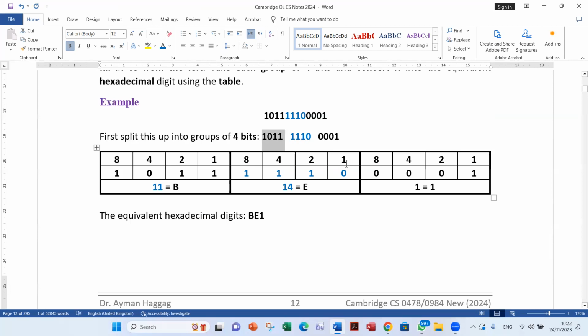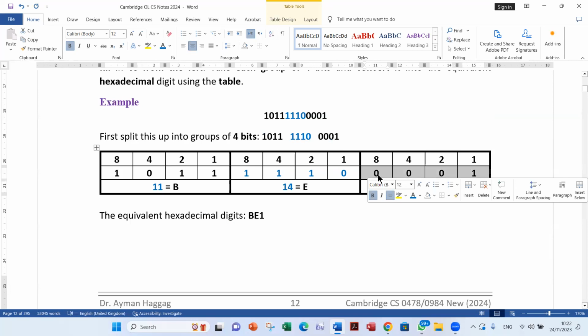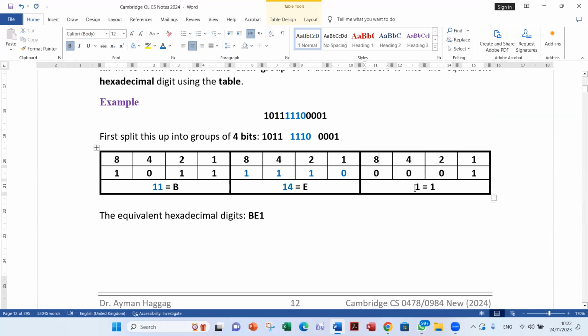So here, this is 0, 0, 0, 1. You put weights 1, 2, 4, 8, and this is just 1. So 1 is 1. And here, that group 1, 1, 1, 0, you put weights, that is 1, 2, 4, 8. You have 8 plus 4 plus 2, and that is 14. However, 14 is E.